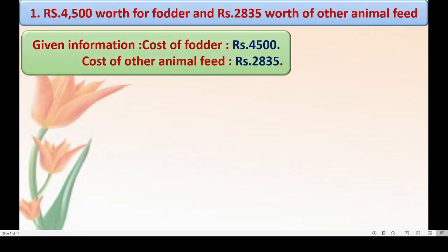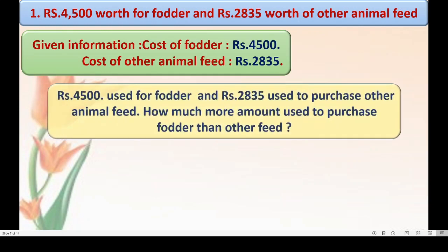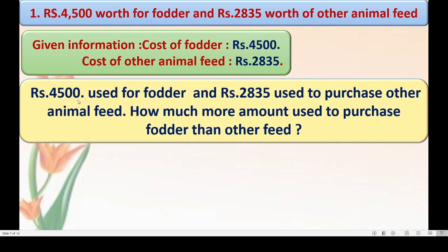Information is same. Now subtraction sum we will make. See this. Rupees 4,500 used for fodder. Okay. And rupees 2,835 used to purchase other animal feed. This we know. Now question is, how much more amount used to purchase fodder than other feed? We have to find out the difference. Got this? We have to find out the difference between these two, means that is belong to subtraction.